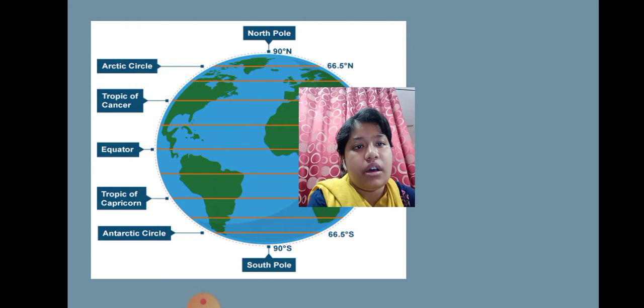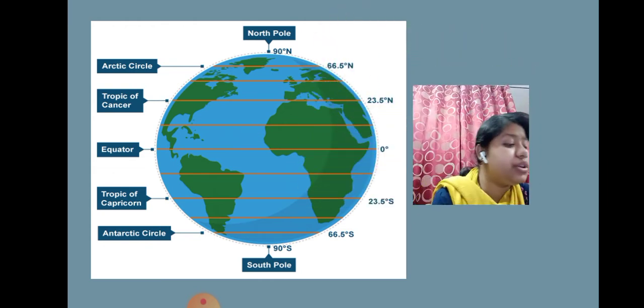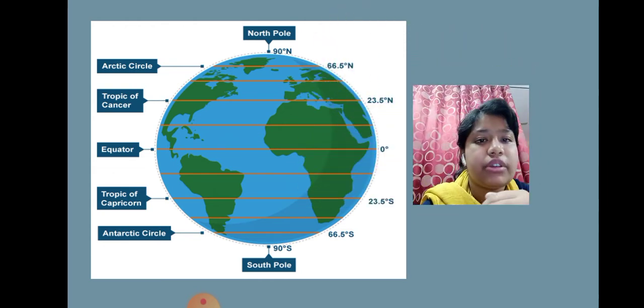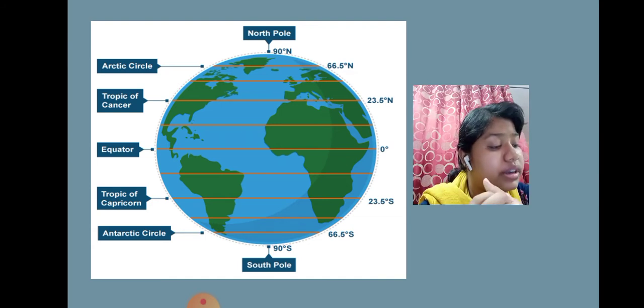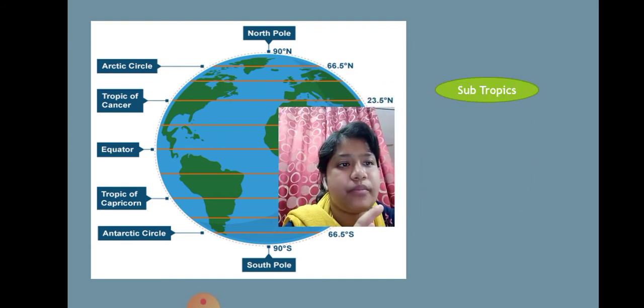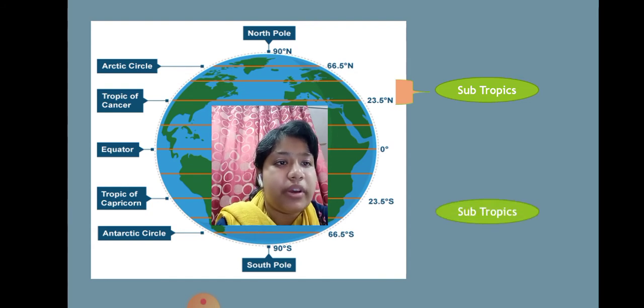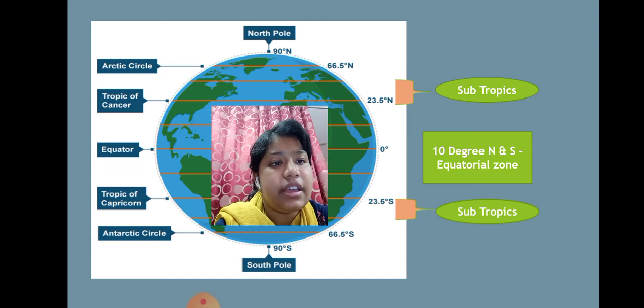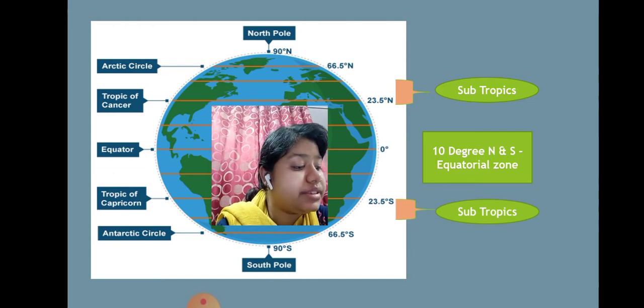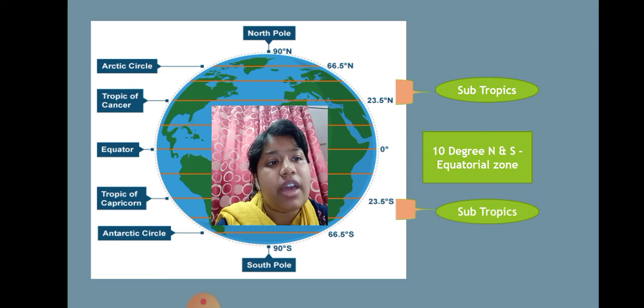The equator is at 0 degrees, and above it is the equatorial zone at 10 degrees. From the equator to the Tropic of Cancer in the north is 23.5 degrees, and towards the south, the Tropic of Capricorn is the same. Between 0 and 10 degrees is the equatorial zone, 10 degrees north and south.